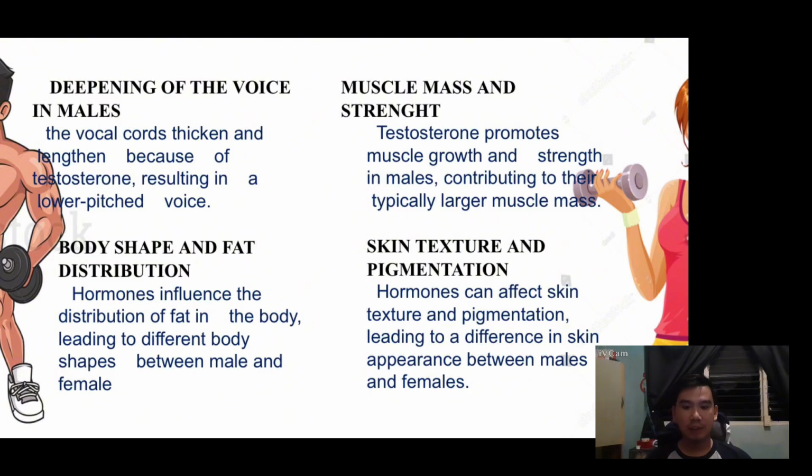The last one is skin texture and pigmentation. Male skin becomes thicker and oilier due to increased sebaceous gland activity, which can lead to acne during puberty. Pigmentation may darken slightly, especially the beard. So these traits help define adult male physical characteristics and are triggered primarily by hormonal changes during adolescence.